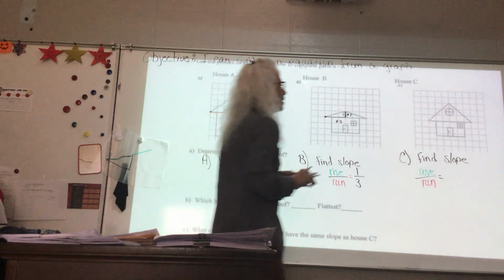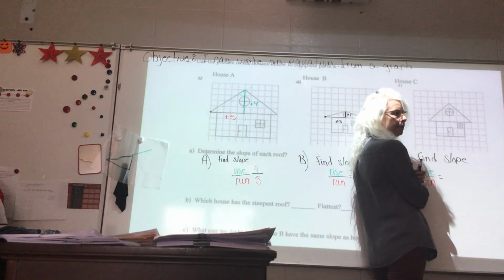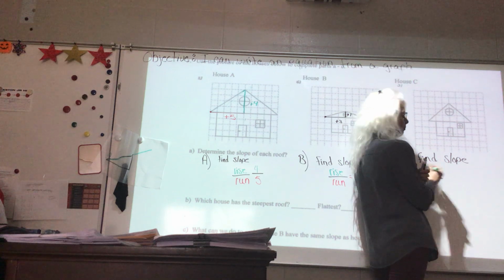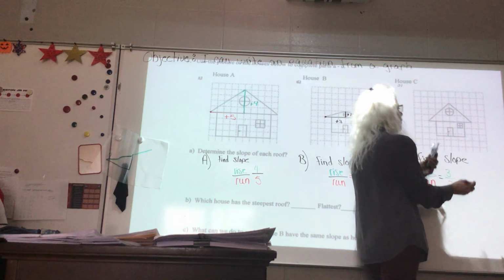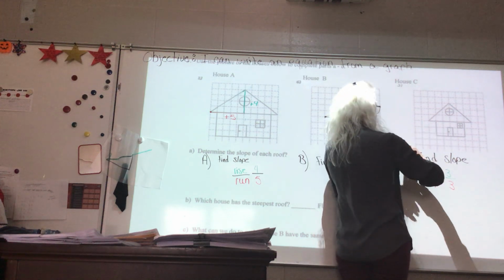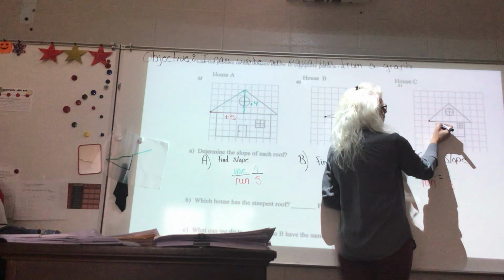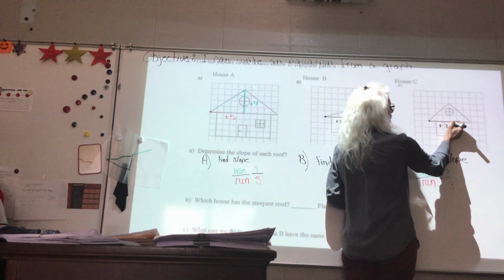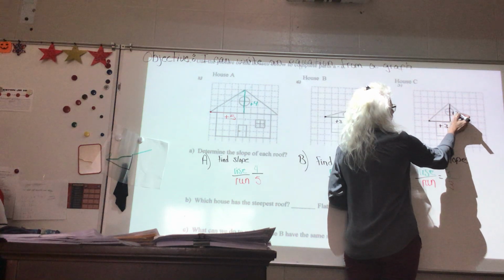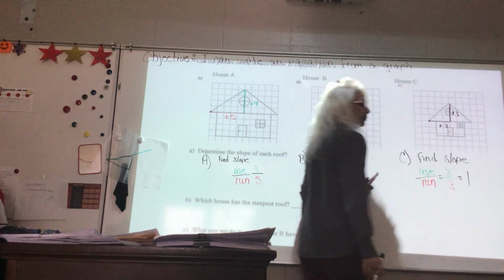Okay. So what do we use for the rise? 3. What am I going to use for the run? 3. So if I start on the edge of my roof and I go to the middle, I have to run to the right, 1, 2, 3, and then I have to go up 1, 2, 3. And then that will simplify to just 1.